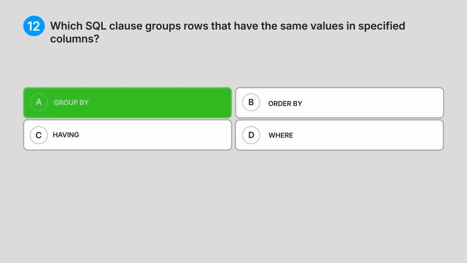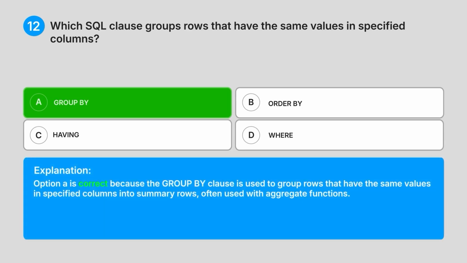Correct answer, A. Group by. Explanation. Option A is correct because the group by clause is used to group rows that have the same values in specified columns into summary rows, often used with aggregate functions.